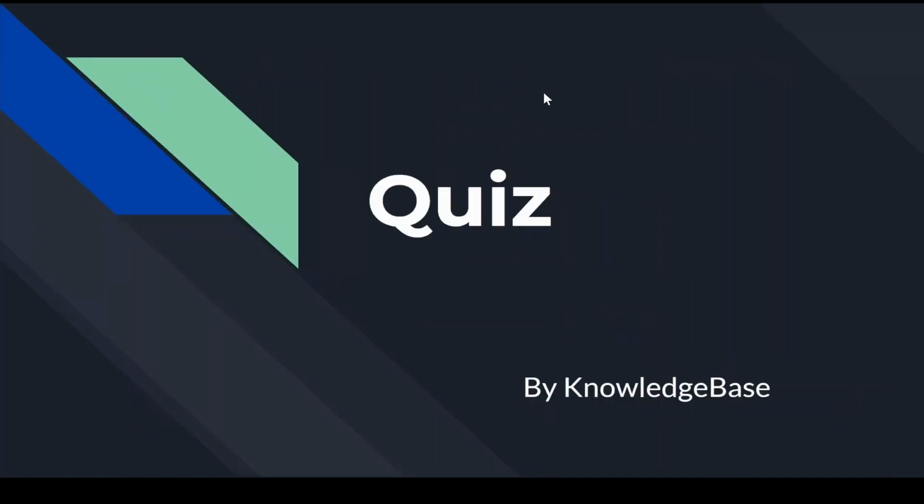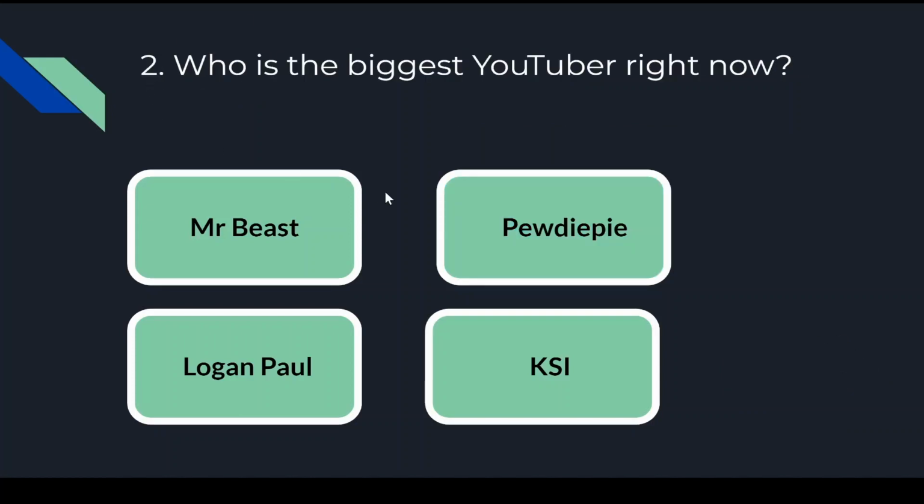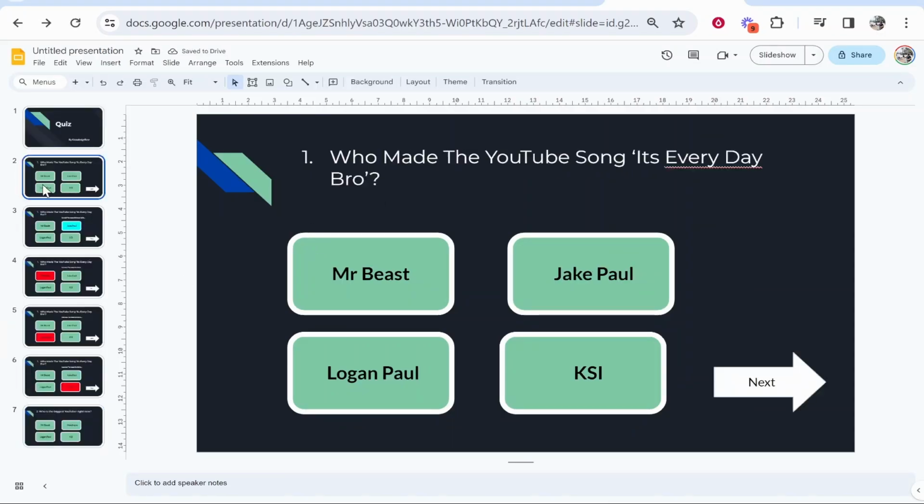Now let's try it again and choose the right answer. Who made the YouTube song It's Everyday Bro? Jake Paul. Correct. The reason this is correct is... And then is the next button working? Yes, it is. So what you would do essentially is you would create this pattern for every single question.